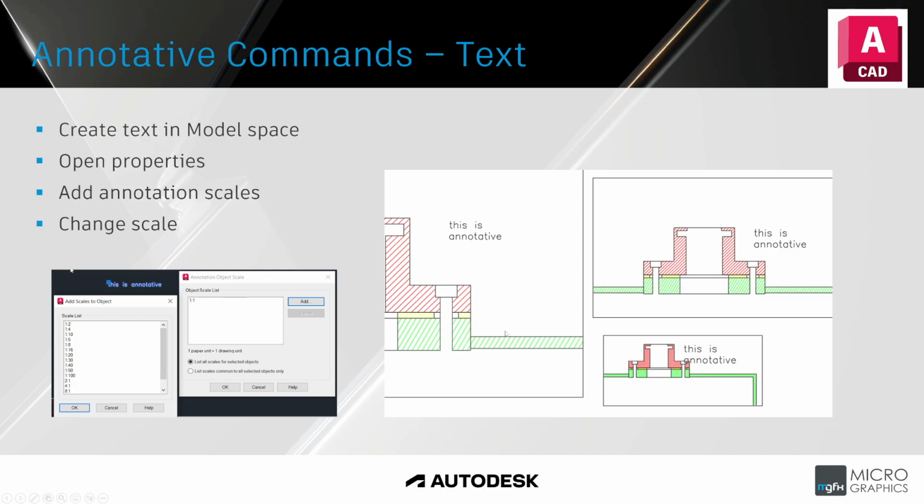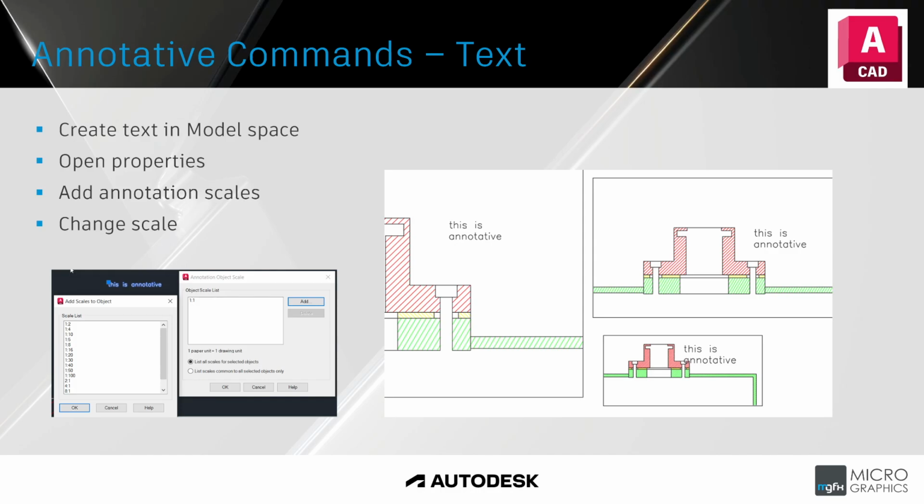On the right hand side, I've added my viewports, and you can see the size of the model is different. I think this is 1:1, 1:2, 1:4, but all the annotations, so the text, is all the same. So this is annotative. You can actually see that all that text is the same height.